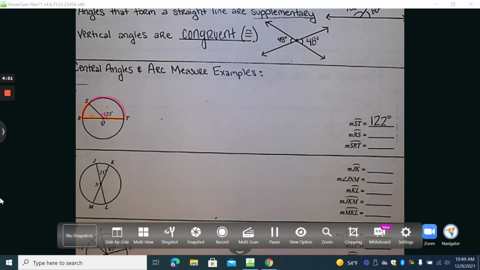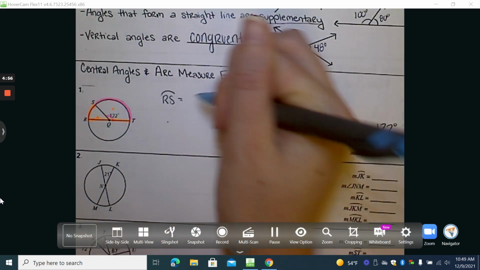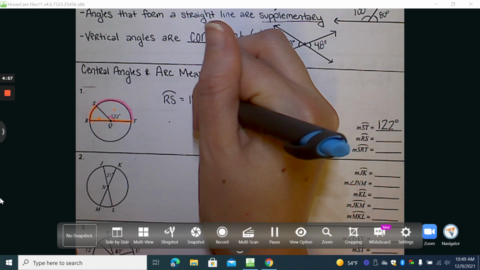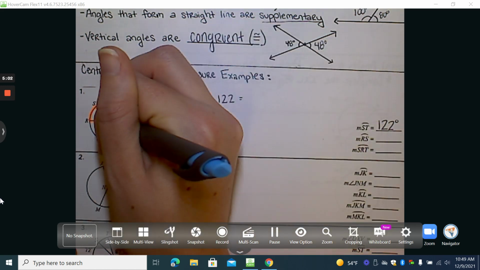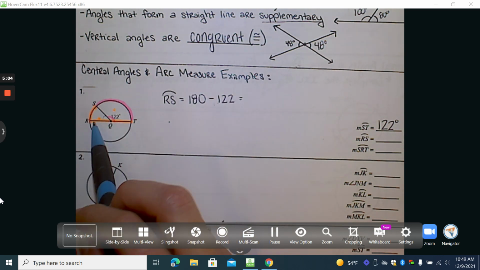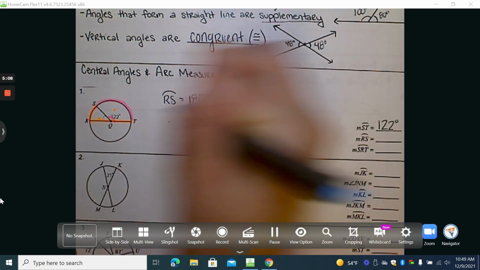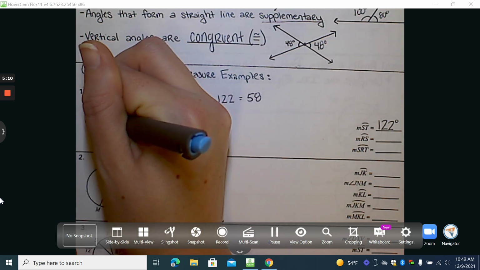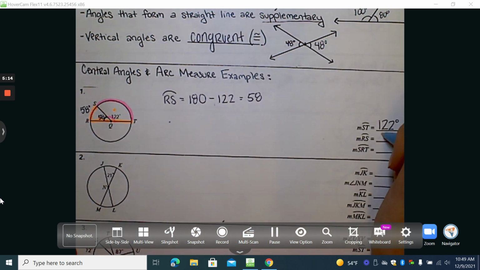And so I have the measure of RS. I'm going to take 180 minus 122 to figure out that angle measure. And that angle measure is 58 degrees. And so since this angle is 58 degrees, this arc is also 58 degrees.